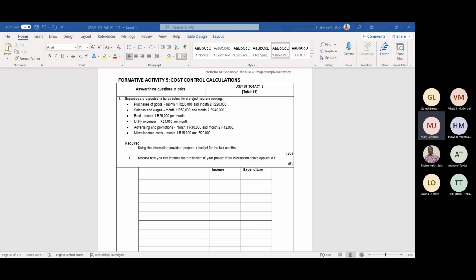What is the difference between the two budgets, Mark? On mine it was 320 and 537, so it went up 217,000. They're asking how can you improve the profitability of your project if the information above applied to it. That went up by 217,000 on month 1, if the miscellaneous costs were month 1 and month 2, not altogether in month 1.